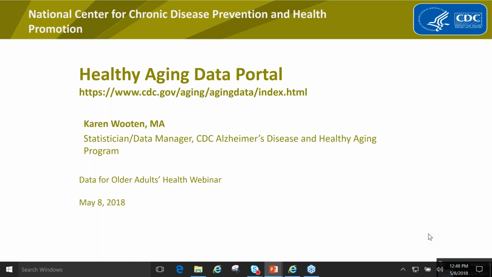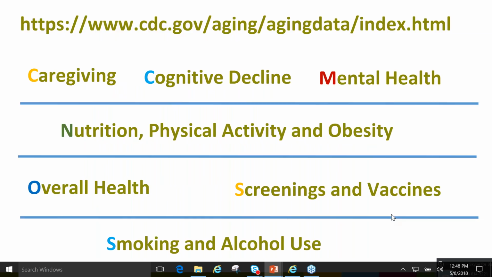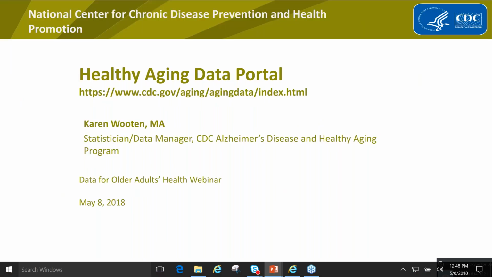Thank you, Dr. Taylor. Okay, the Healthy Aging Data Portal is a great source for the latest estimates on a range of key topics concerning older adults. My plan today is to walk you through some of the features of the data portal, which I hope will encourage you to use the portal for your data needs for adults 50 years of age and older. Next slide, please.